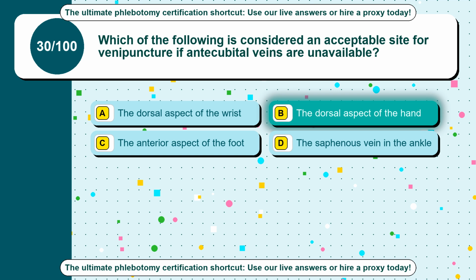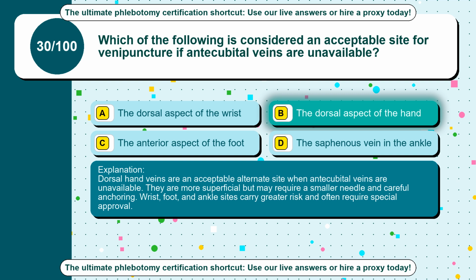The correct answer is option B. The dorsal aspect of the hand. Dorsal hand veins are an acceptable alternate site when antecubital veins are unavailable. They are more superficial but may require a smaller needle and careful anchoring. Wrist, foot, and ankle sites carry greater risk and often require special approval.